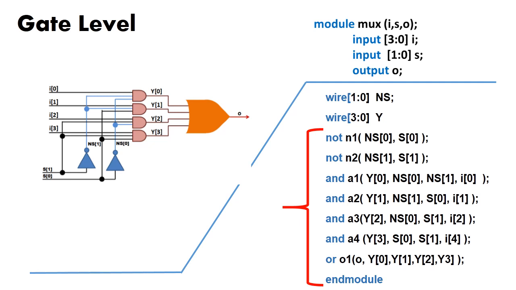In the first NOT gate, the identifier name is N1, its output is NS[0] and its input is S[0]. And there are 4 three-input AND gates. The first AND gate output is Y[0] and its inputs are NS[0], NS[1] and I[0]. After the AND gates, we have the OR gate. It is a 4-input OR gate. All the AND gate outputs are connected to the inputs of the OR gate as given in this program.